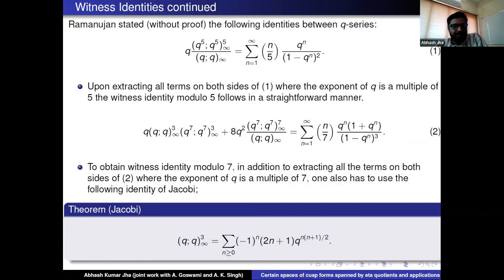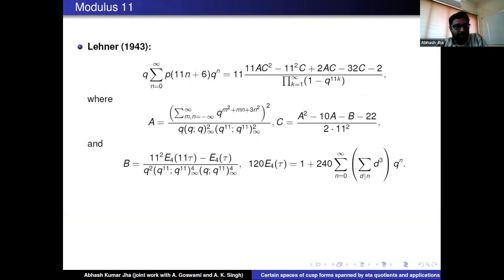So now what is the situation in the modulus 11 case? It was Lehner who gave this witness identity in the modulus 11 case. As you can see, 11 is here, right? But one has to prove that the coefficients coming from here are integers. That is not actually easy to prove, and to prove this, Lehner used the theory of modular functions.